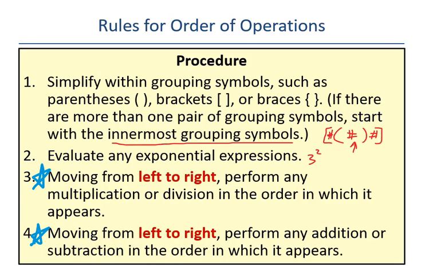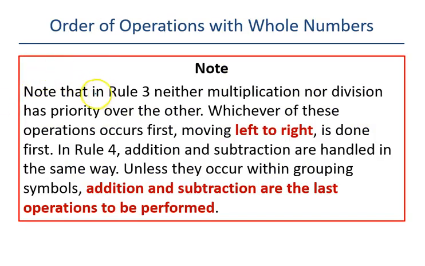Continuing on, note that in rule 3, neither multiplication nor division has priority over the other. Whichever of these operations occurs first, moving left to right, is done first. In rule 4, addition and subtraction are handled in the same way. Unless they occur within grouping symbols, addition and subtraction are the last operations performed.